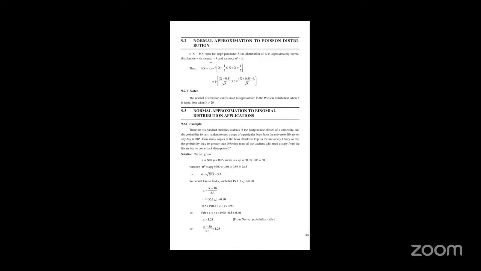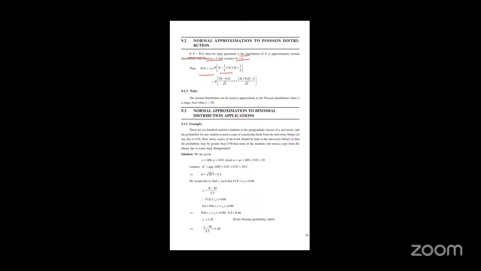Now coming to the Poisson distribution, let's see how we do the normal approximation. We know the mean of the Poisson distribution is lambda and the variance is also lambda, so the standard deviation will be root lambda. If X follows the Poisson distribution with a large parameter lambda, the distribution of X is approximately normal with that mean and variance.